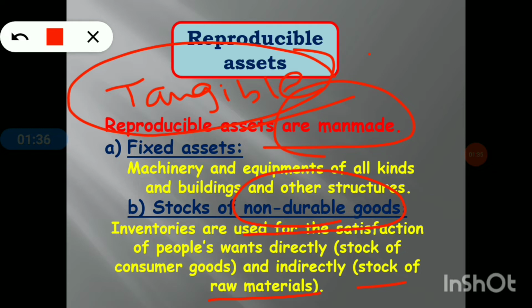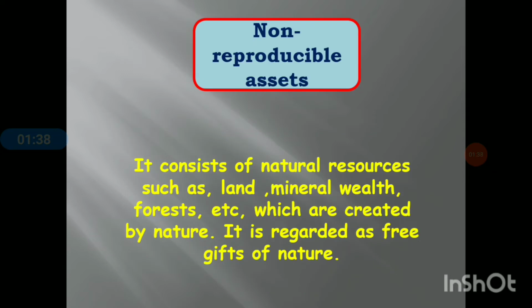Okay, so now going to the second type, that is non-reproducible. Non-reproducible assets consist of natural resources such as land, minerals, wealth, forest, which are created by nature only and cannot be made by man. Okay, and non-reproducible assets are regarded as the free gifts of nature. So now going to the next slide.